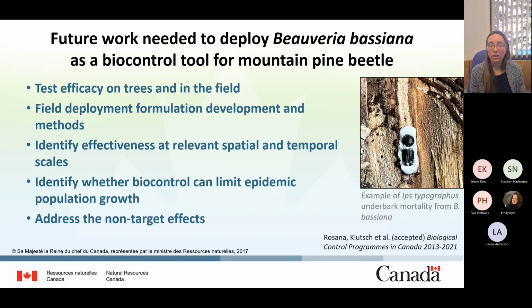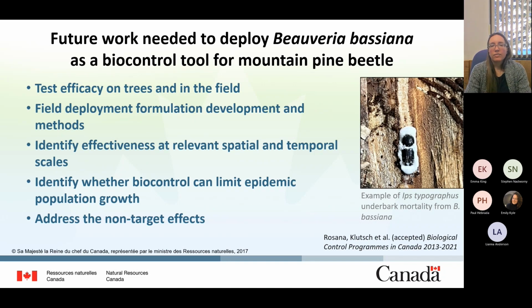So future work needs to be done. A lot of future work needs to be done on the effectiveness of Beauveria bassiana in the field. We need to test the efficacy on trees in the field. We also need to develop some deployment formulations and methods. One method could be to spray the tree with Beauveria bassiana and have it stick to it, so when beetles attack, they get spores on them that eventually infect and kill them. Or another way could be to deploy Beauveria with a drone, but then you have the canopy issue. There are multiple issues that need to be dealt with, and so the formulation may vary based on that deployment.